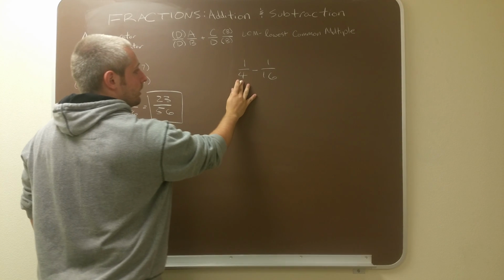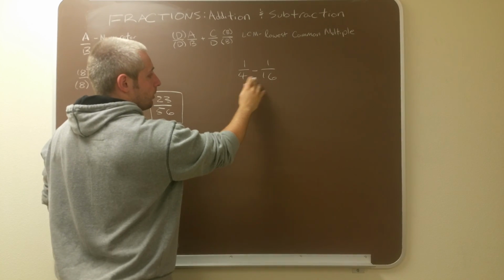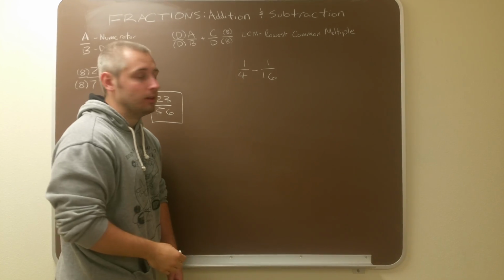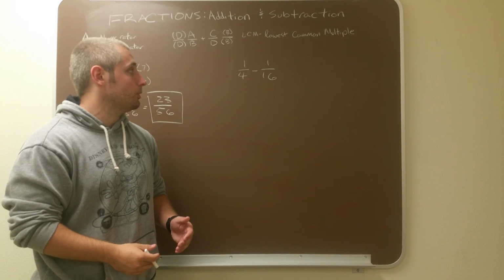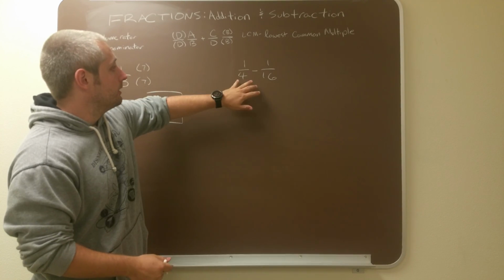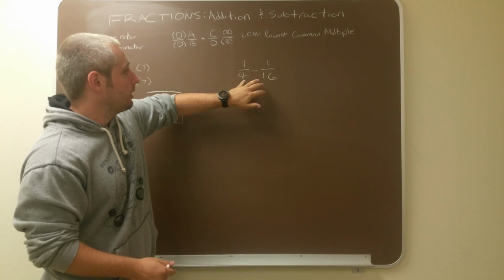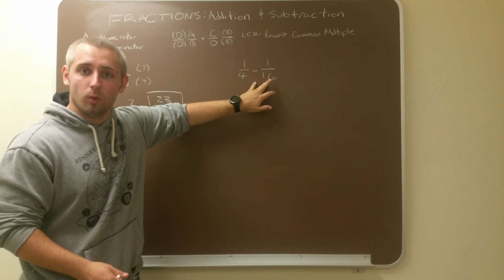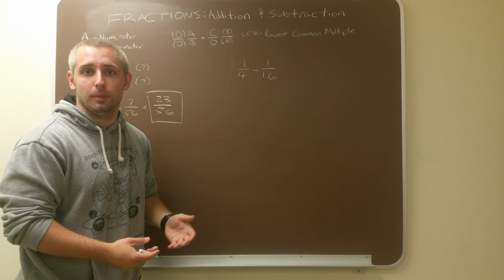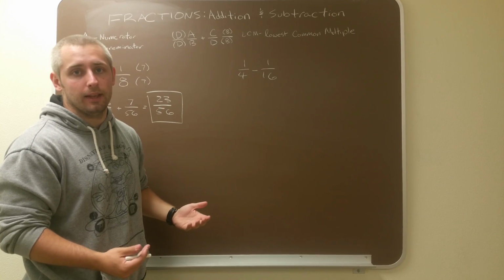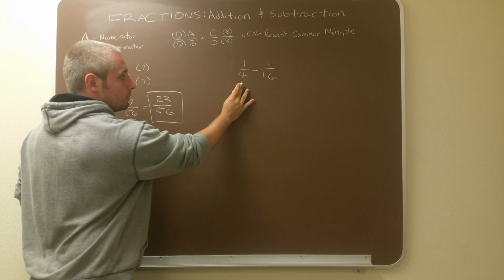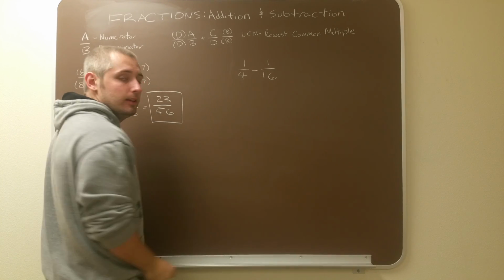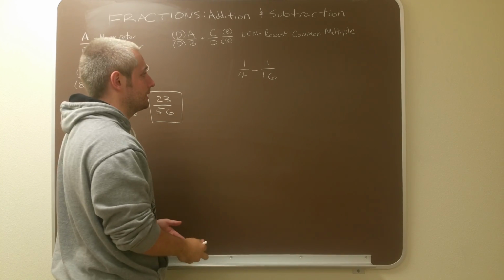So the next problem we can do is 1/4 minus 1/16. And we're actually going to look for the least common multiple in this case, because if we multiply 4 by 16, it'll still work, but it'll give us bigger numbers to work with, and that's always not good. So the least common multiple of 4 and 16 is 16 because both go into 16.